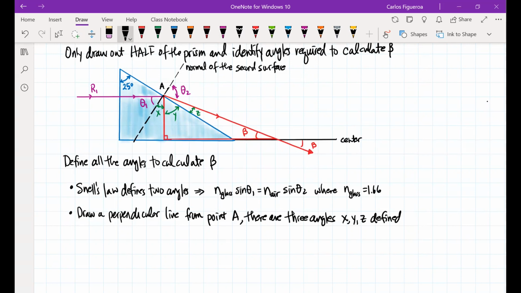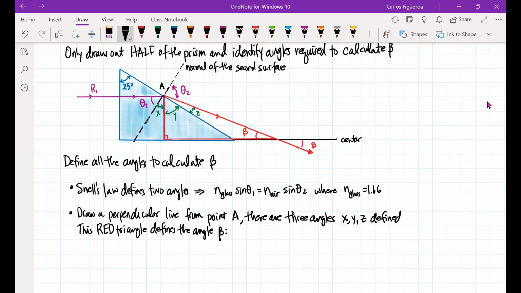So what I'm seeing here is that this red triangle defines the angle beta, and this is what we want.